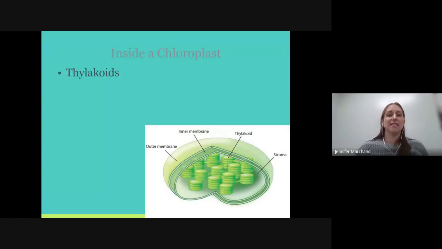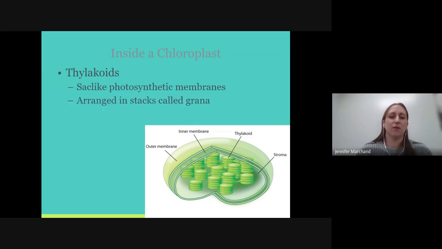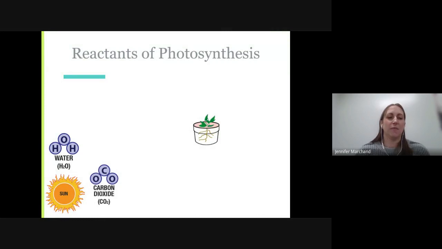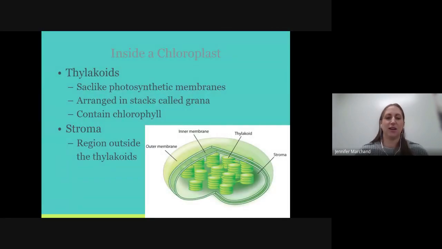Okay, so what's inside of a chloroplast? We have the thylakoids, which are sac-like photosynthetic membranes. They're arranged in stacks called grana, and they contain chlorophyll. Then inside, you also have the stroma, the region outside of the thylakoids. And they just kind of create this protective layer around the thylakoids.